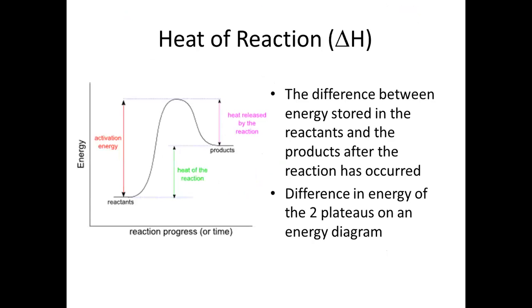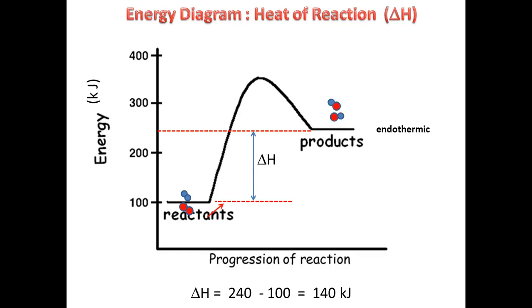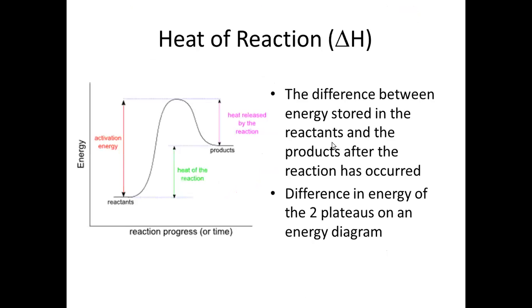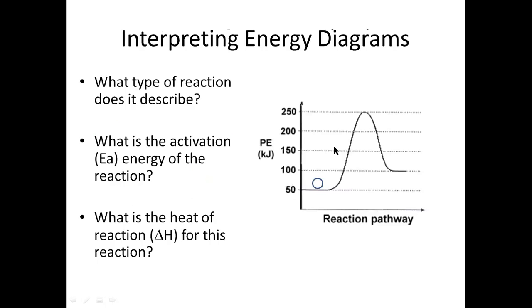So again, just restating the difference between energy stored in the reactants and the products. That's what we call heat of reaction. We compare the two plateaus: the reactant plateau, the flat line where the reactant energy is revealed, right here, and the product plateau, right here. So that's how we would calculate delta H, or heat of reaction.